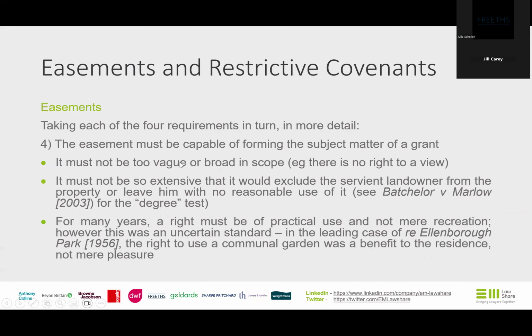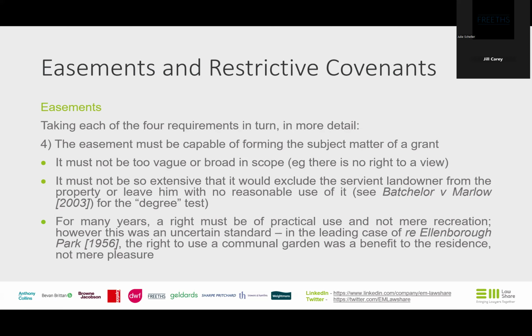The next one, taking each of the four requirements in turn. First of all, the easement must be capable of forming the subject matter of a grant. So that means it can't be woolly, it can't be vague. So you can't just say, I've got an easement over that view, because you can't define the view. It must not be so extensive that the use of the easement would exclude the owner of the servient land from his own property, or go so far that he would reasonably not be able to use it himself.